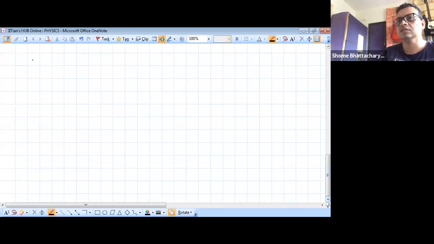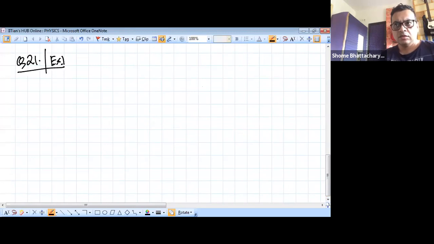The same exercise. So question 21, exercise 1 of the module, let's finish this. Okay. So this says that we have the vector E.